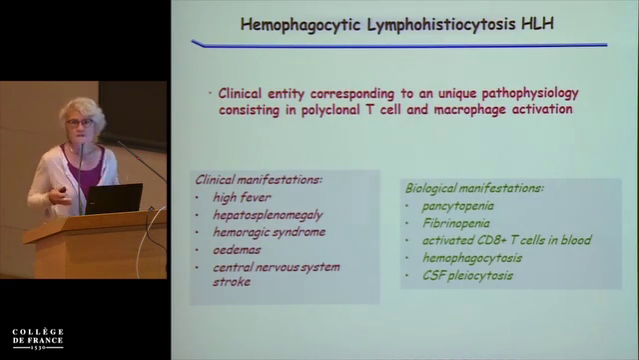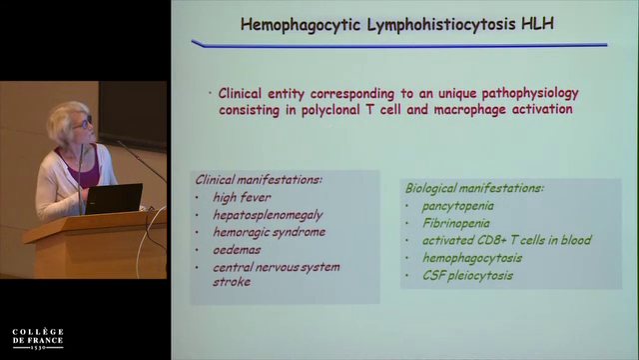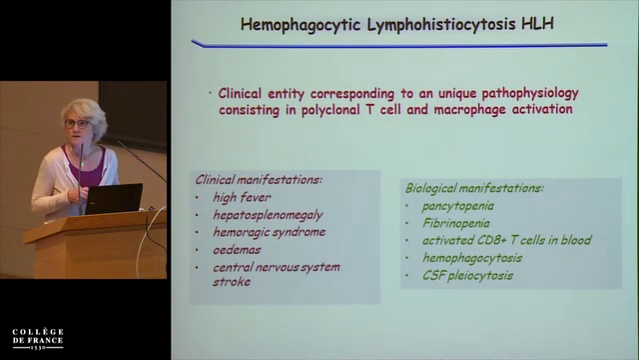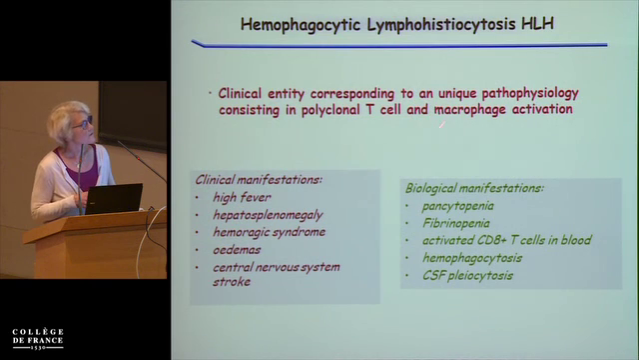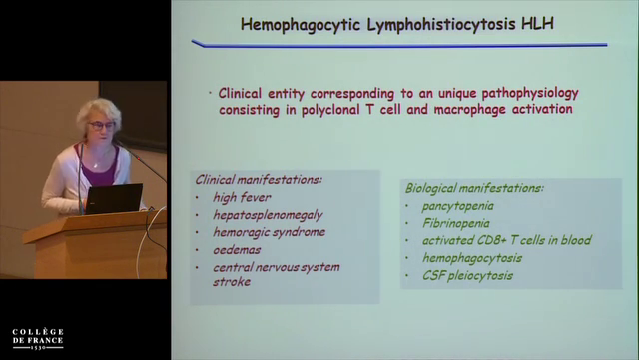Indeed, HLH manifests as an overactive immune system, with overactivation of polyclonal T lymphocytes and overactivation of macrophages, which secrete high levels of pro-inflammatory cytokines. And all the clinical and biological manifestations which characterize HLH, in fact, are only the consequence of this overactivation of T lymphocytes and macrophages, this hypercytokinemia, and the fact that these activated cells infiltrate the various organs, including the central nervous system, leading to tissue destruction, organ failure, and death in the absence of immunosuppressive treatment.